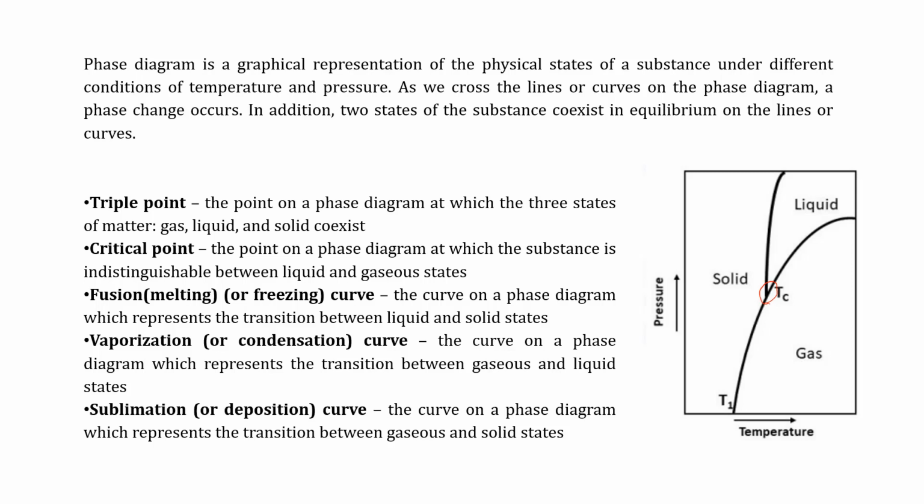And the third is fusion curve, a curve on a phase diagram which represents the transition between liquid and solid state, this particular curve. And the next is vaporization curve, the curve on a phase diagram which represents the transition between gaseous and liquid state, this particular curve. And the last is sublimation curve, the curve on a phase diagram which represents the transition between gaseous and solid state.